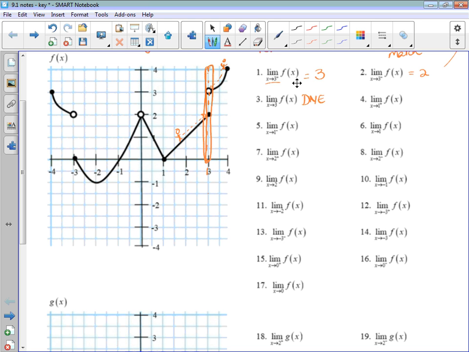All right. Do you guys want to try a couple? Try 4, 5, and 6 for me. Let's see how you do. Then that is your limit, like the overall limit. All right, guys, try 4, 5, and 6 for me.